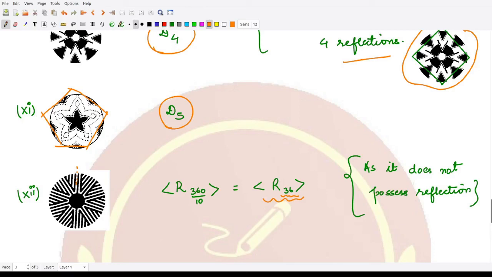Now you can see here this vertical axis. This vertical axis corresponds to, you see, this design here on the left hand side is different from this design on the right hand side. Hence we do not have reflection in this case. Hence this group forms the group of rotations by 36 degrees. So I hope you understood this question well.